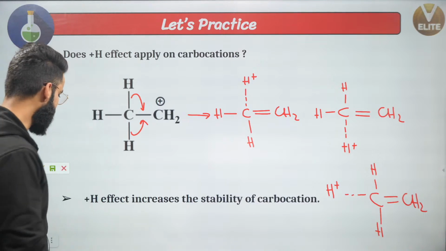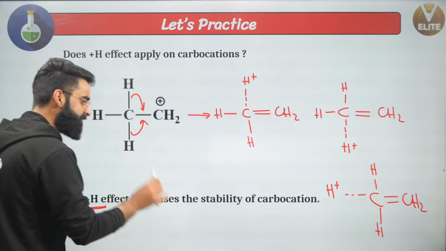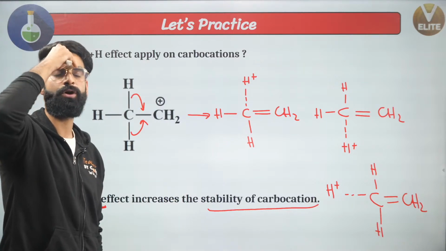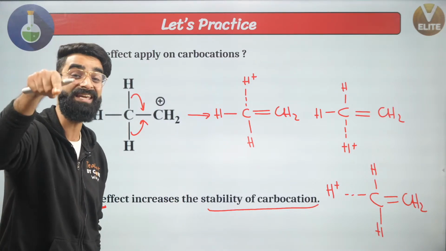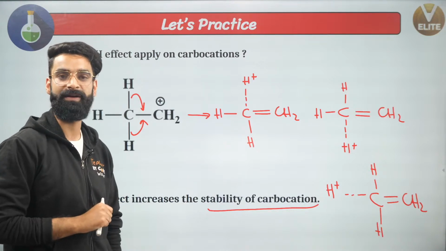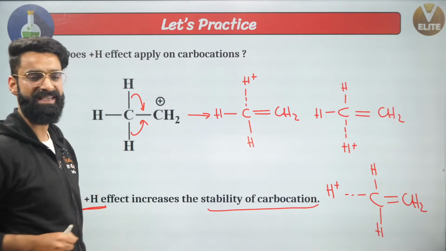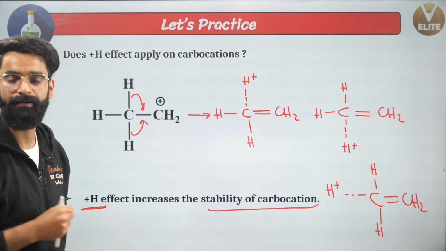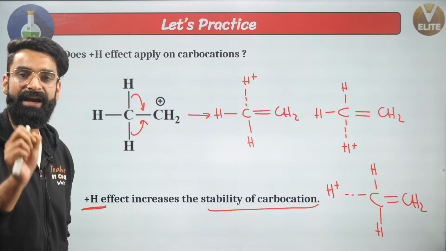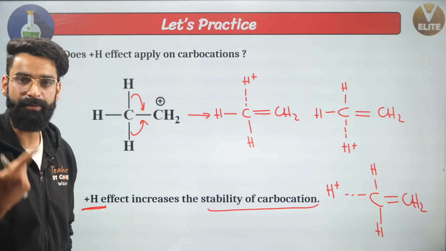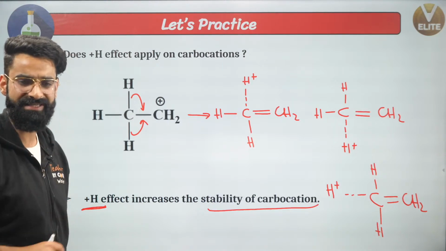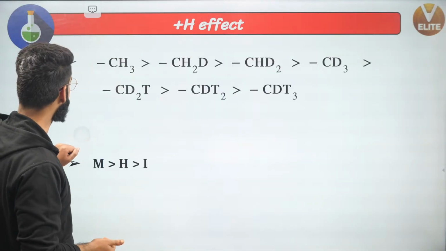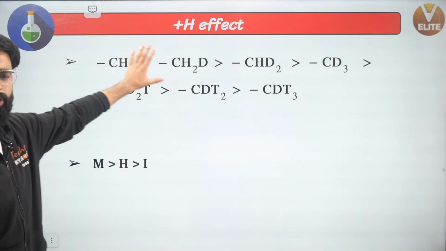Remember guys, plus H effect increases the stability of the carbocation. As we already knew, when I taught you the inductive effect, I told you plus I effect increases the stability of carbocation. Similarly, you can say plus H effect also increases the stability of the carbocation, right? The more alpha hydrogens in the carbocation, the more hyperconjugated structures, and the more the stability of that carbocation. Let's get to know this a bit more in detail by having a look at this series.